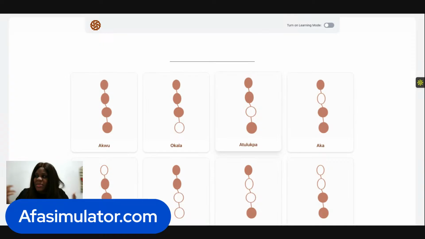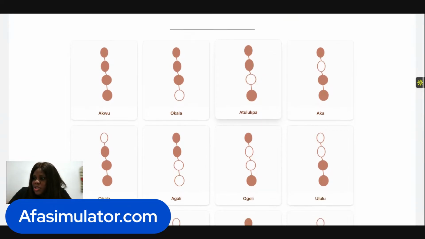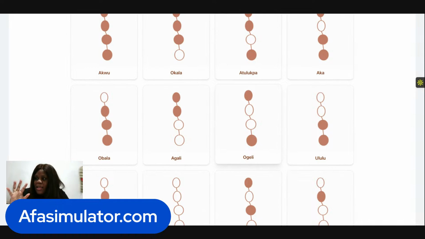This is how I remember because I know what aka is. I always know what aka is because I remember I said it looks like four fingers, but one of them is missing. So atuluba is the fingers are reversed. So atoluba and aka are close to each other. I know what obala is already. I have mastered that one. Agali. Okay. I'll try and remember Agali.